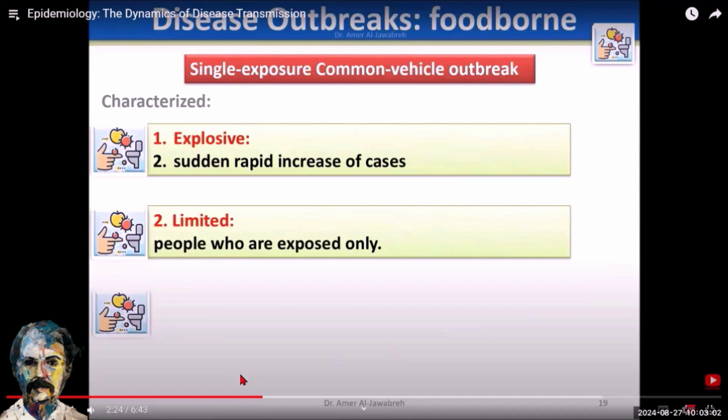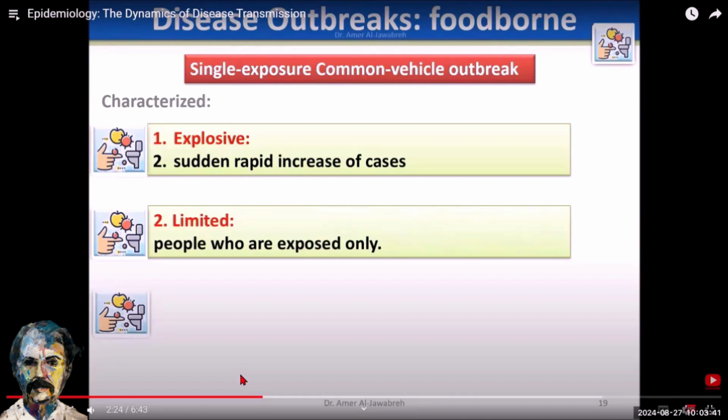Then we have single exposure, common vehicle. Let's go to the single exposure, which is you eat food one time. It's most common. So for this single exposure, you have been invited, let's say, to a Christmas party, or Eid al-Adha party, or a wedding party, or any gathering, and there is food served. Usually in these parties, you have not only one food, you have 5, 6, 7, 10 types of food. You have drinks, meat, salad, fish, eggs, all of these. Usually one of them makes the problem. This is what we call single exposure. And you eat and you go home. This is most common, single exposure CVE.